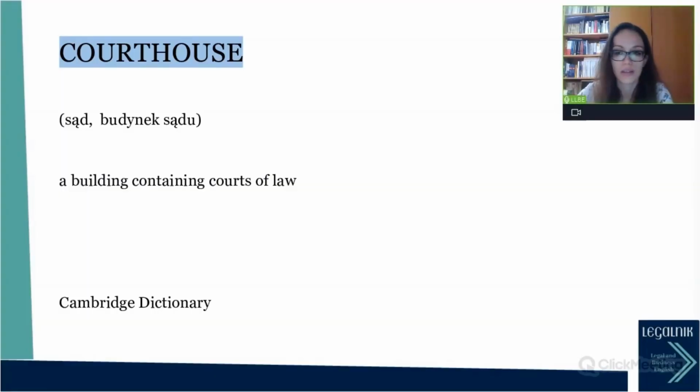We've got the last word, which is courthouse. And then we just mean a building containing courts of law. And in Polish, we can say sąd or budynek sądu, so just the building itself. Here, if we talk about access, we mean the access to the building.